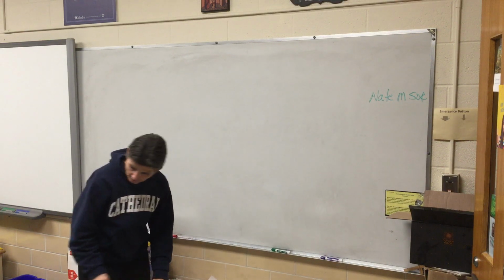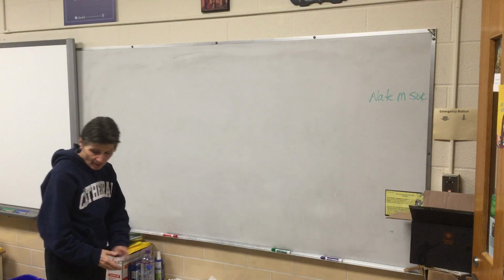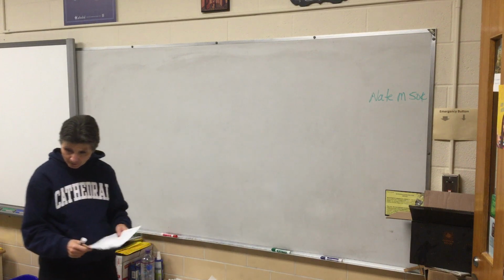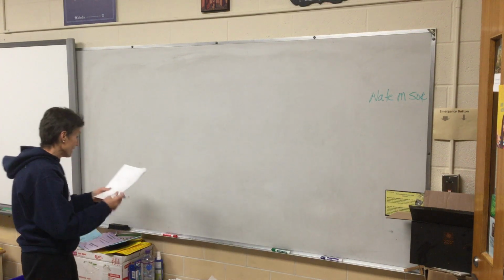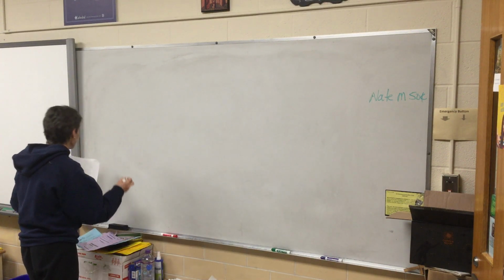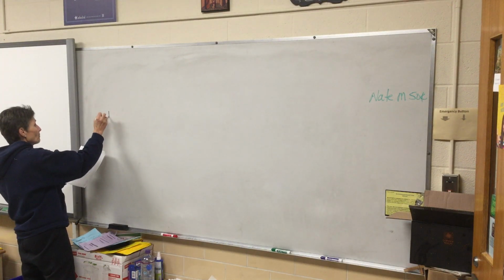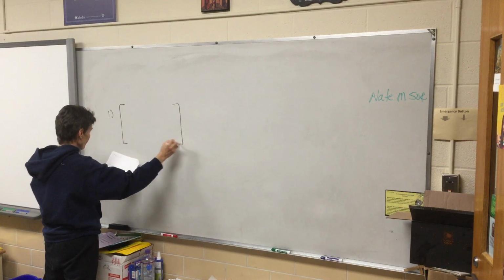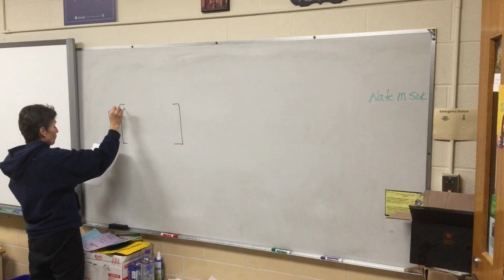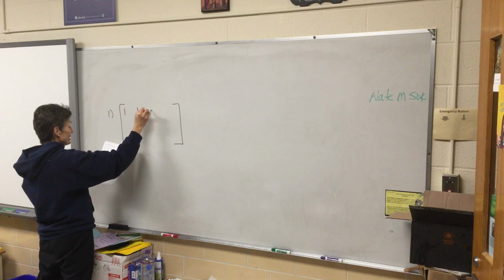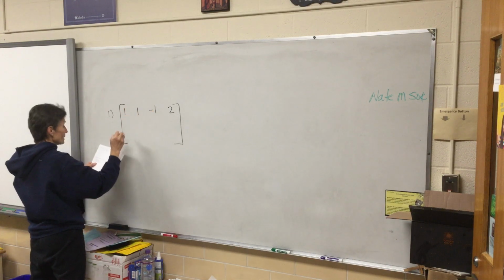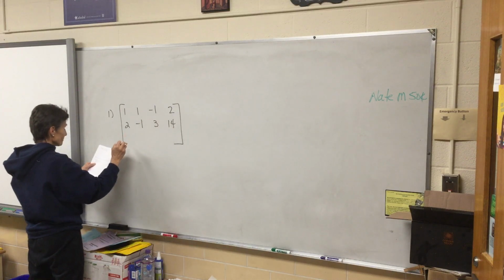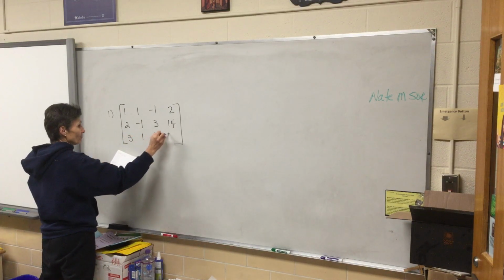All right, first of all, I want you to do this for me. We're in our notes. This is section 7.3. And it says use your calculator to solve the following. So for problem number 1, I want you to write this matrix down. Underneath it, where you've got a little room, I want you to write 1, 1, -1, 2, 2, -1, 3, 14, and 3, 1, 1, 14.